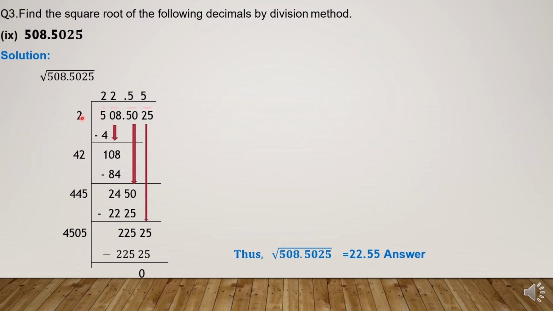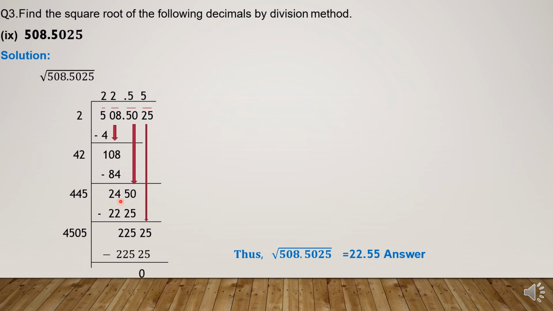And then with the same method, 2 2s are 4, 5 minus 4 is 1, 0, 8 will come down. For 108 we will make new divisor. 2 plus 2, 4. With 4 we will try 2 and multiply 42 with 2. 42 2s are 84, and remainder is 24. Now it is the turn of decimal point, it will move upward. The next pair will come down, and that is 50.